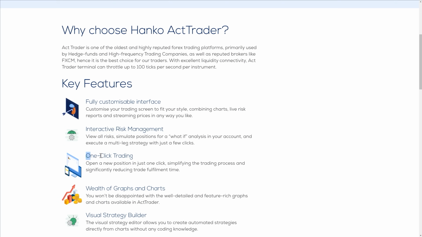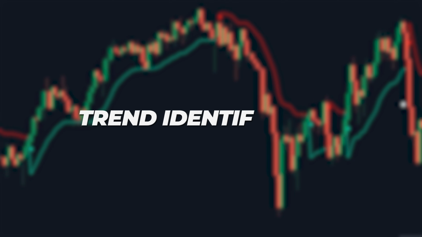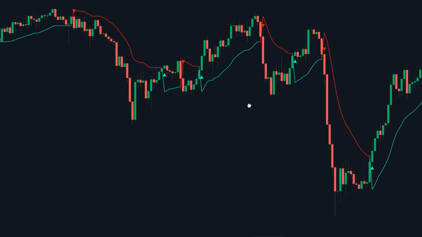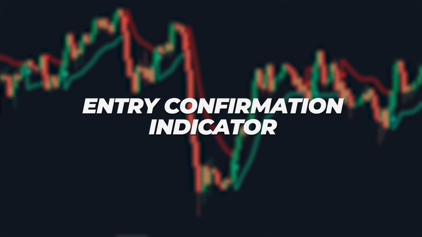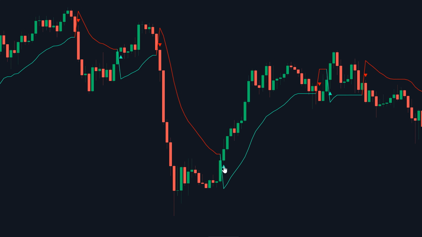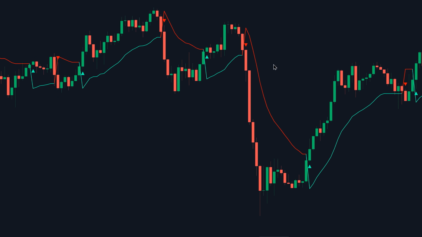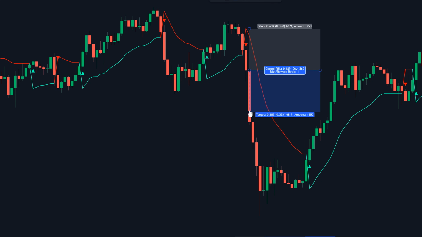Now, back to the video. As mentioned earlier, this indicator can be used for 1, trend identification, and 2, it can also be used as an entry confirmation indicator because these red and green arrows can be used as buy and sell signals. A green upward arrow, like this, within a bullish trend could be an indication of a buy entry point. Conversely, a red downward arrow, like this, within a bearish trend could be an indication of a sell entry point.